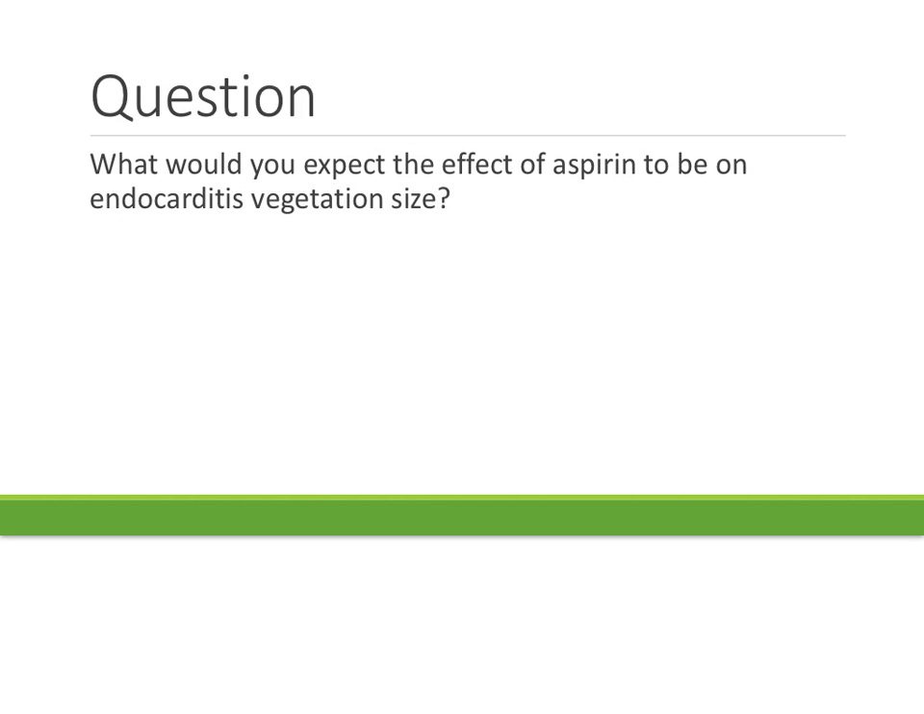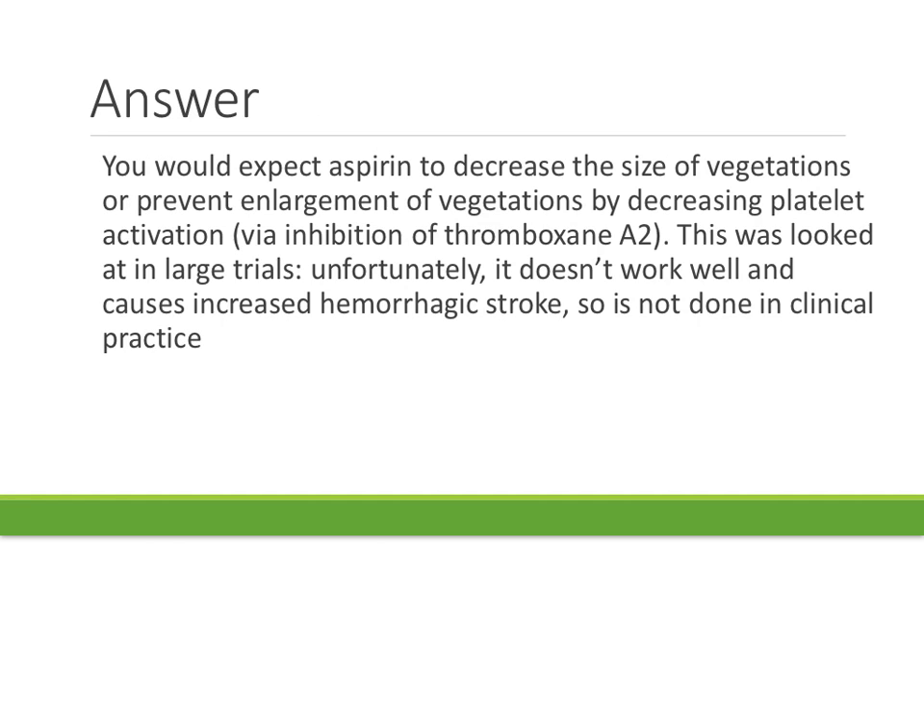Last question before we move on to the next topic. What would you expect the effect of aspirin to be on endocarditis vegetation size? Pause here and think about that. You'd expect aspirin to decrease the size of vegetations or prevent enlargement of vegetations by decreasing platelet activation and aggregation via inhibition of thromboxane. This was actually looked at in large clinical trials. Unfortunately, it didn't really shrink the vegetations that much, and it did increase the risk of hemorrhagic stroke, so we don't do this in clinical practice.